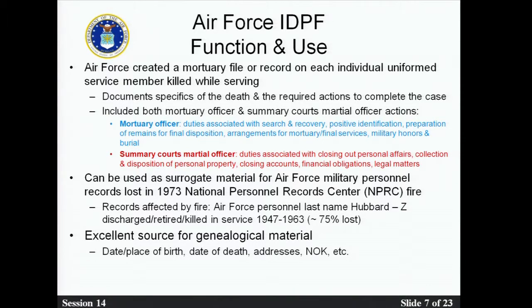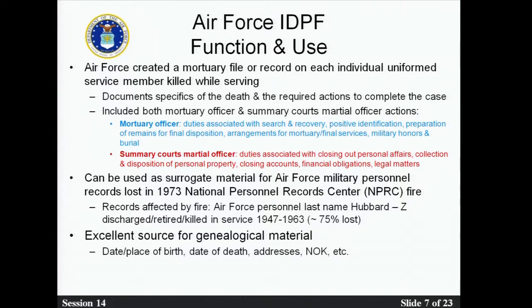Concurrently, a summary court officer was appointed, and this was someone that was selected from the unit that the individual came from that was deceased. And that person was largely responsible for taking care of the personal effects. So closing out the bank accounts and all the financial matters, as well as even things like closing out the locker at the gym and returning the key, things of that nature. So anything and everything associated with the person's effects.